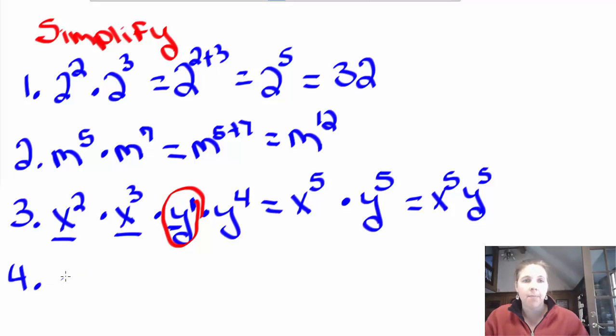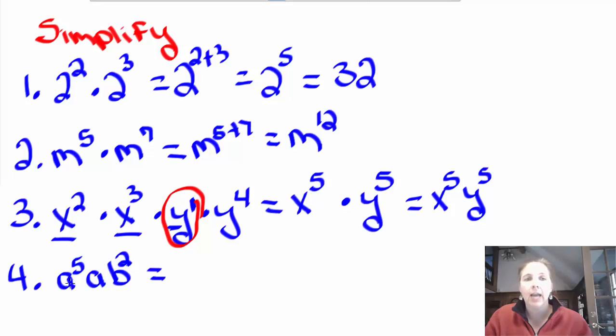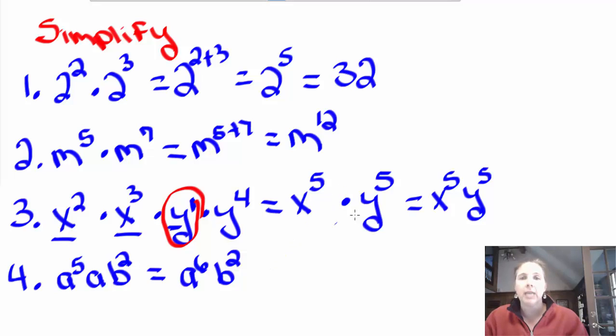Okay, next example. a to the 5th times a, I'm going to do without the multiplication here, times b squared. And what does that equal? Well again, look at it. We have a to the 5th. This is really a to the 1st. So if you add those together, you'll get a to the 6th b squared. If you want to write it with the multiplication symbol, that's fine.